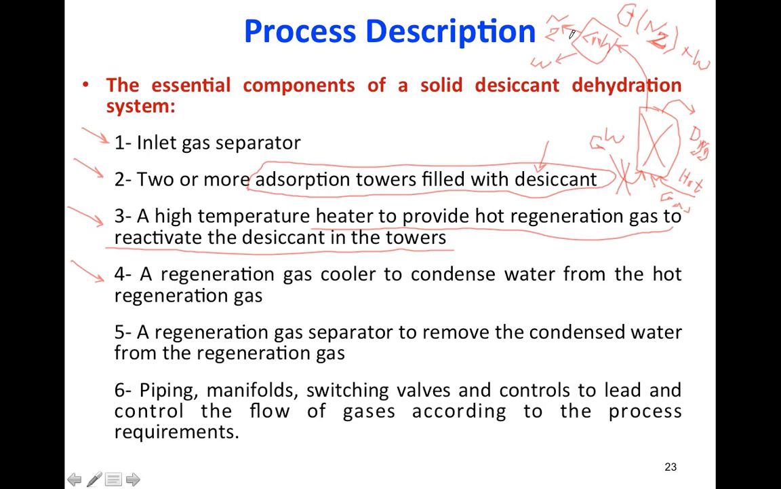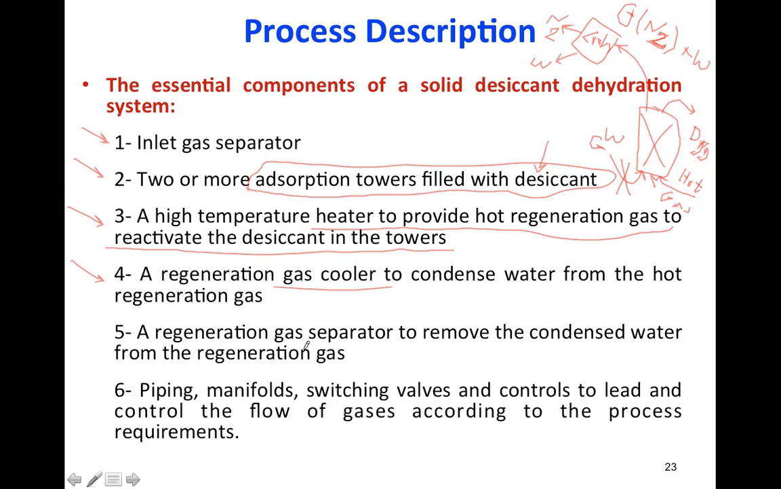Okay, so this stripping gas that is used to remove the water from the solid particles, when it goes to this column, it should be hot. So we need a heater to heat it after this cooler. Okay, so that's why we need a heater, we need a cooler. Those are the components that we need.